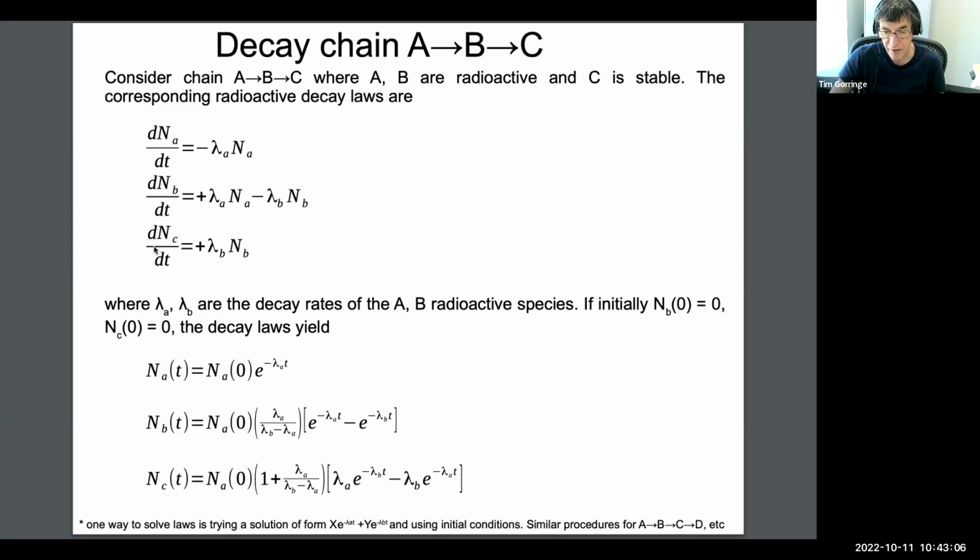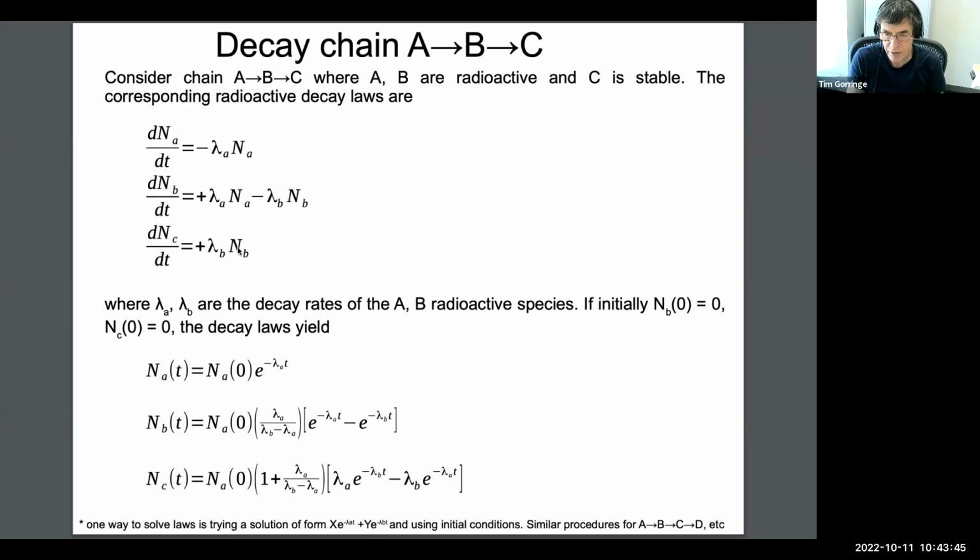So the increase in the number of species C atoms is equal to the number of species B atoms times the rate at which they decay, and it is positive. So these are the three differential equations now describing the three populations of species A, B, and C due to the radioactive decay chain.